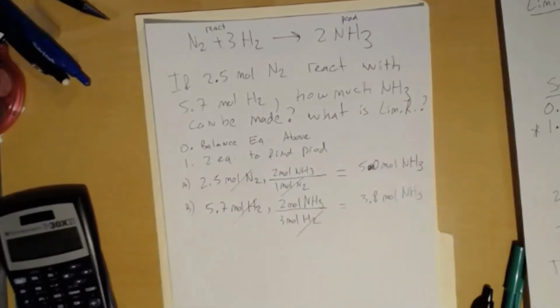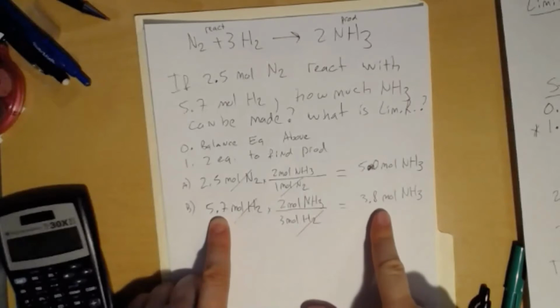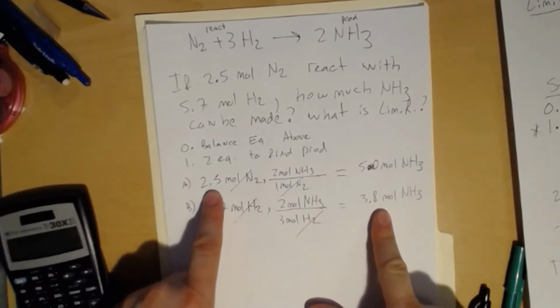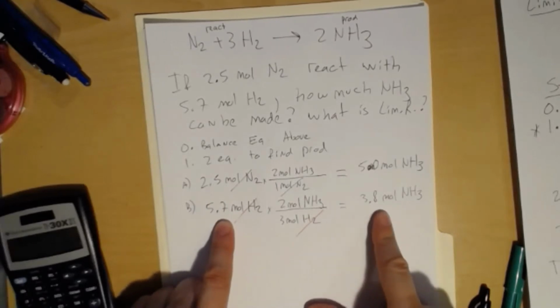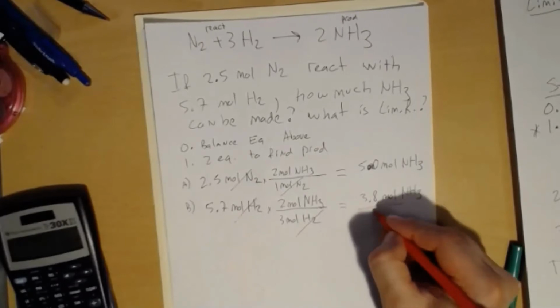Okay, so this one's kind of cool, actually. If you look at this, I had more hydrogen, but it made less ammonia. Why is that? I had more hydrogen than I had nitrogen, but it made less ammonia. Because you still have the limiting. Yeah, so he's saying, so this is less.